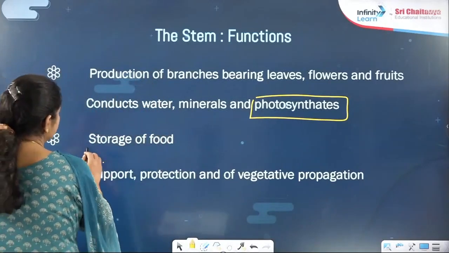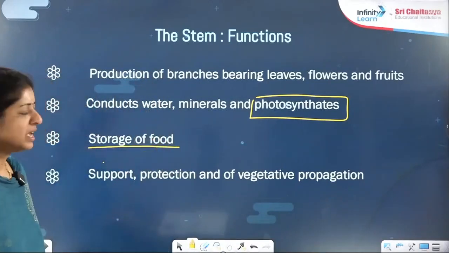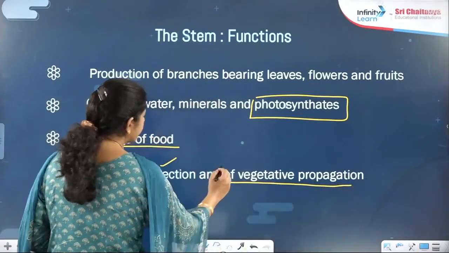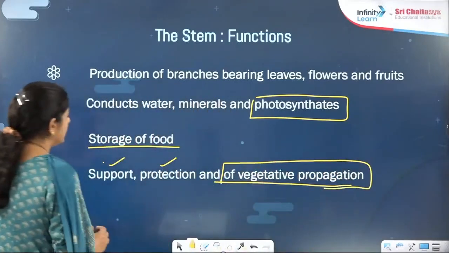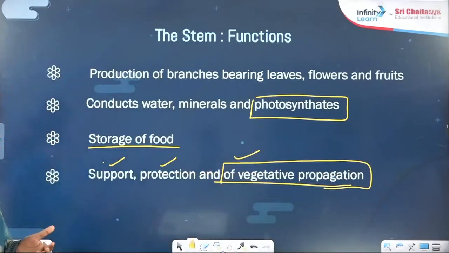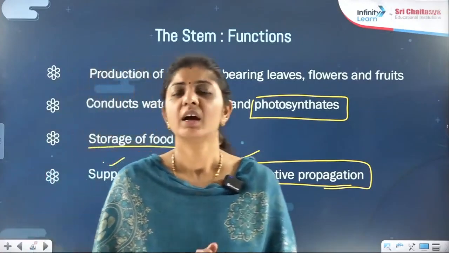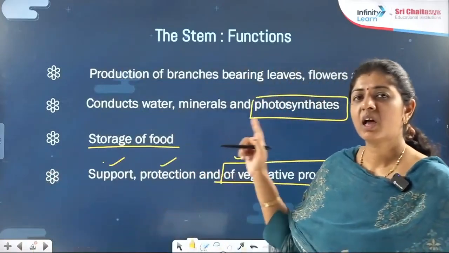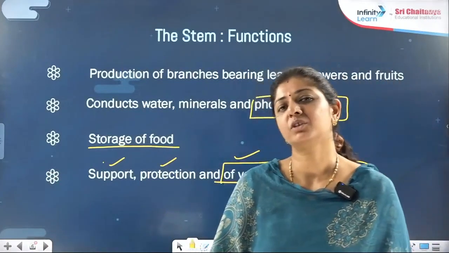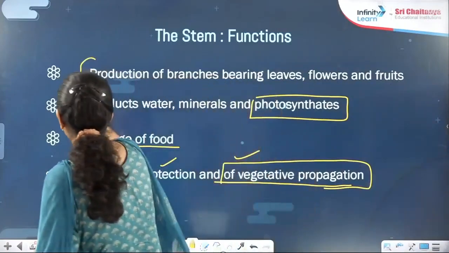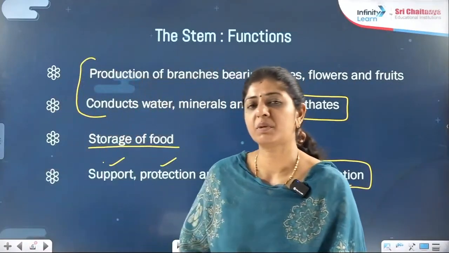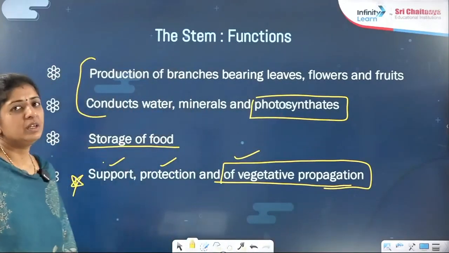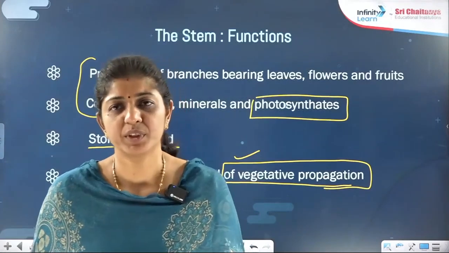And then storage of food can be there in the case of the stem. Then after that, it helps to support and protect, and also for vegetative propagation, right? These last three functions are slightly for the modification process, which I am going to discuss after this. The first two points given on the board are the major points, the primary function of the stem. Major, these two. In the last point, what is mentioned? This is mainly for their modifications. We will discuss that over there, right?